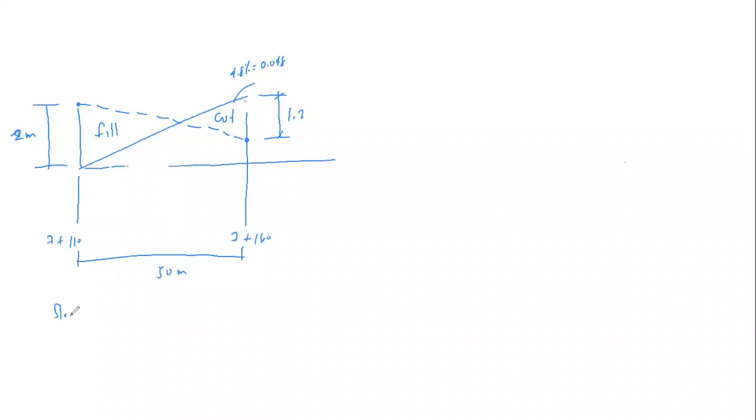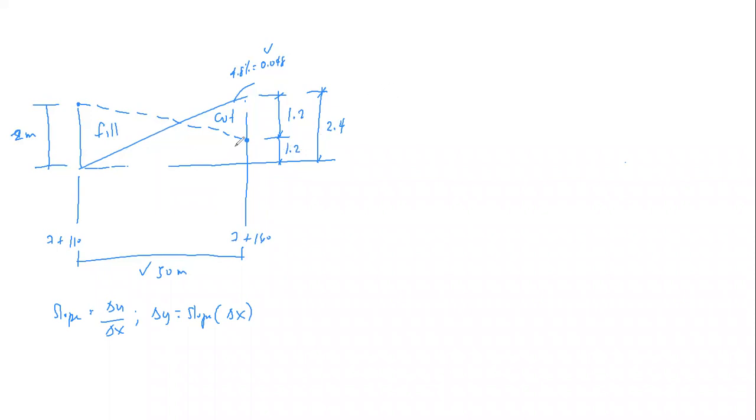So from the definition of slope, this is rise over run. So delta y is slope times delta x. We're given the slope and the horizontal distance, so we can determine this vertical segment. 0.048 times 50 gives us 2.4. Obviously, if this is 1.2, this is also 1.2, because 2.4 minus 1.2 is 1.2.